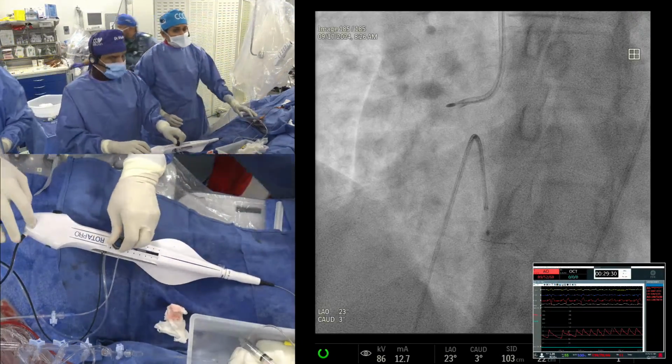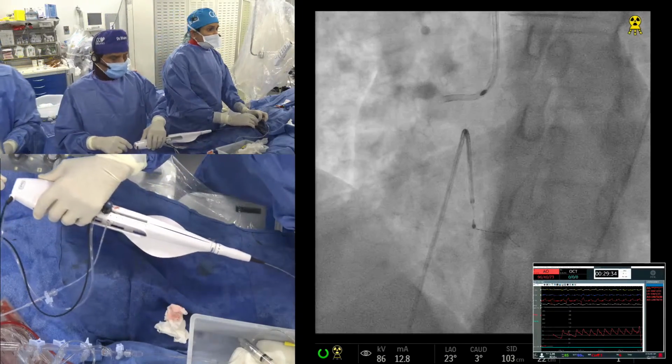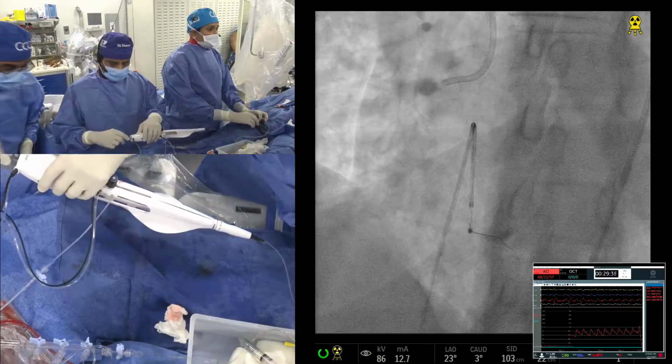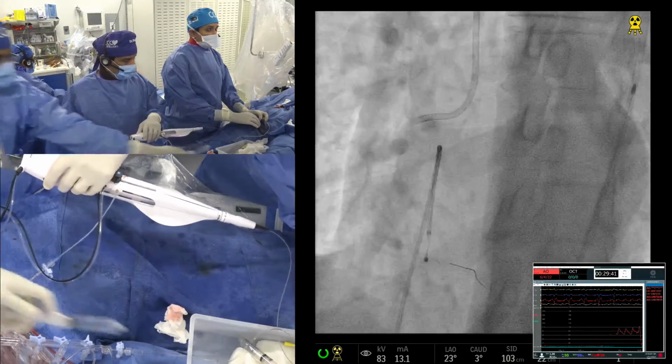Okay. And we're coming out because you start seeing some ST elevation. I can sense it. Yeah, massive ST elevation already. So I'm coming back.